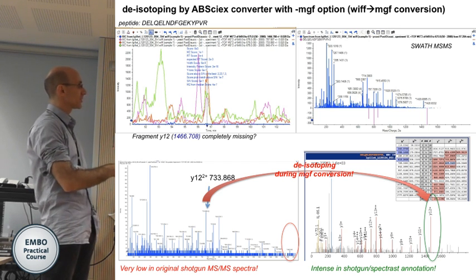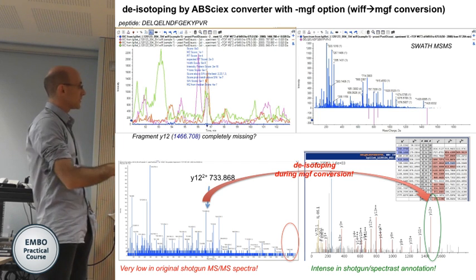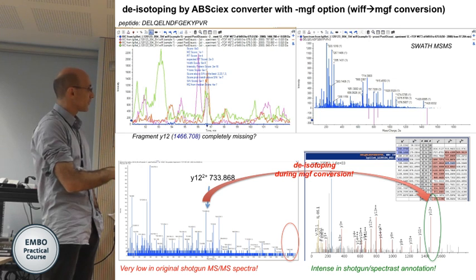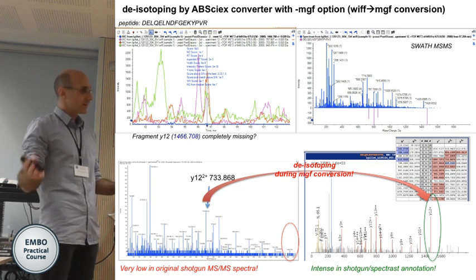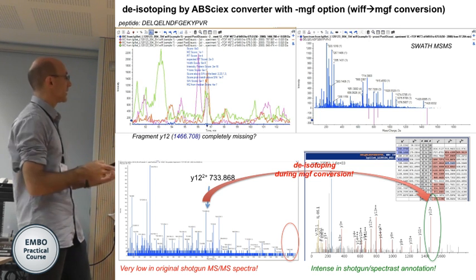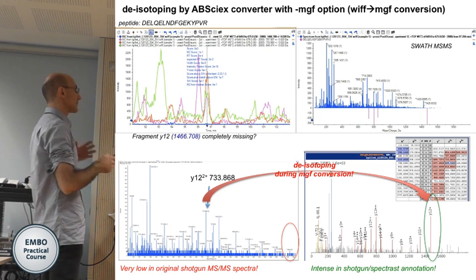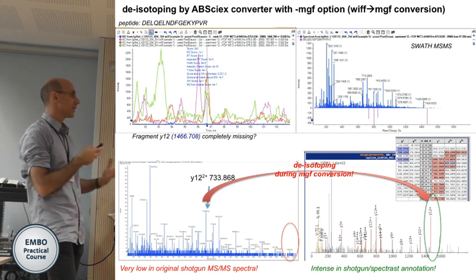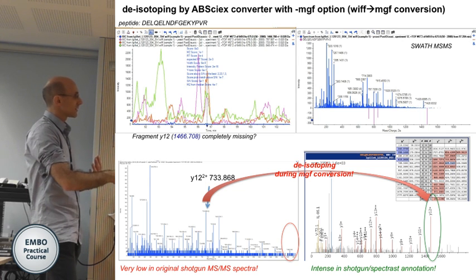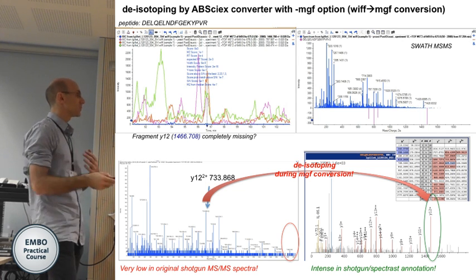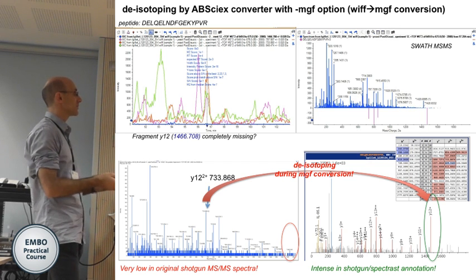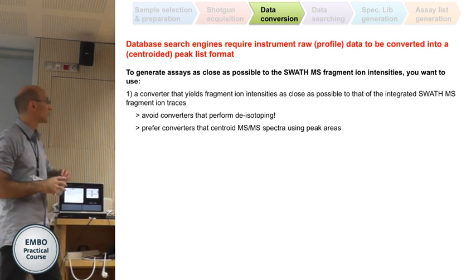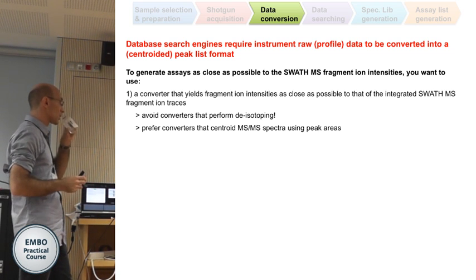Might be good for shotgun searching. It's fine. But as soon as you want to do something else, like assay generation, you want to use real fragments. You don't want to use deconvoluted, de-isotoped peaks, right? So be careful, and once you know a little bit how your converter behaves, you have to think about what it is doing and what you want to avoid, because you want to do something special about the data extraction. So this is the first step about the de-isotoping.